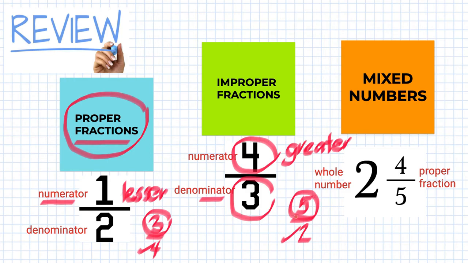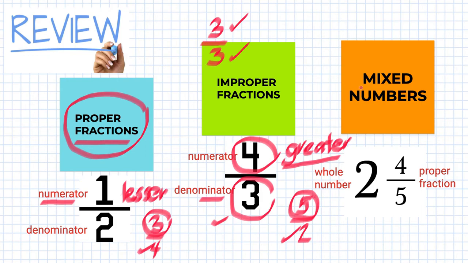Now, another way to describe improper fractions, we can say that a fraction is improper if the numerator and the denominator are equal. So, aside from the numerator being greater than the denominator, we can also say that a fraction is improper when the numerator and the denominator are equal.